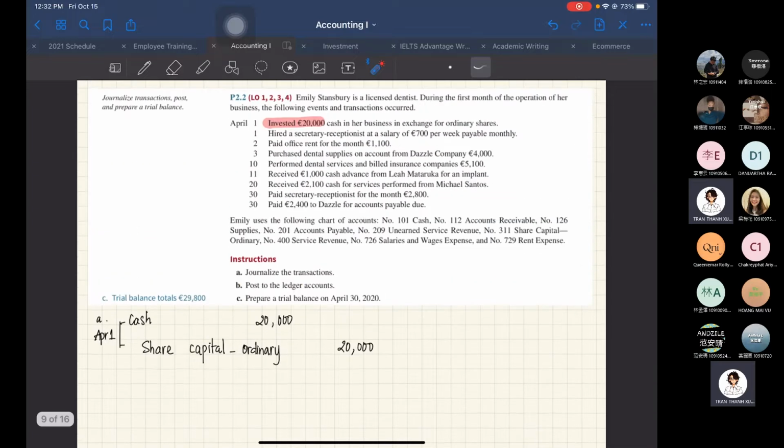Okay, that was the first one. The second one is what? Hire a secretary, salary of 700 euro. Is this an economic event? Remember, when we do the generalized transaction, we must record the economic event. And is it? You want to try? Do we have any transaction? So why do we have a transaction for the first one?